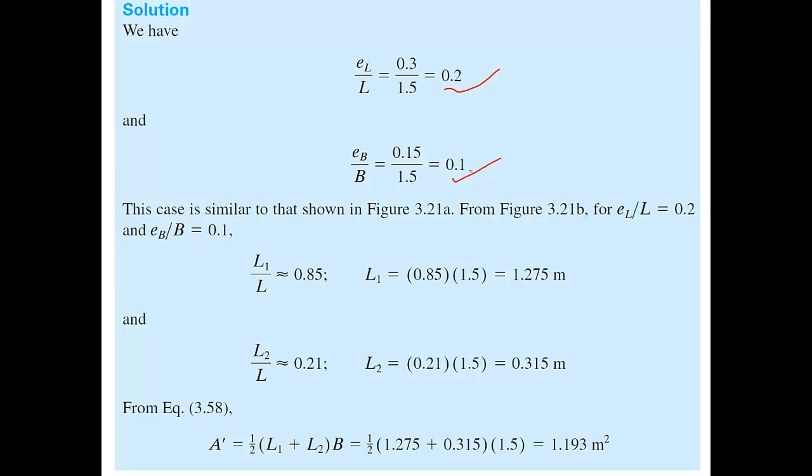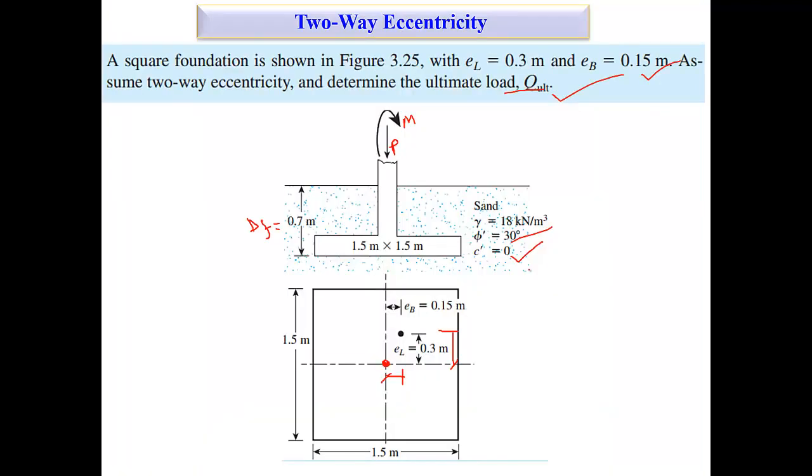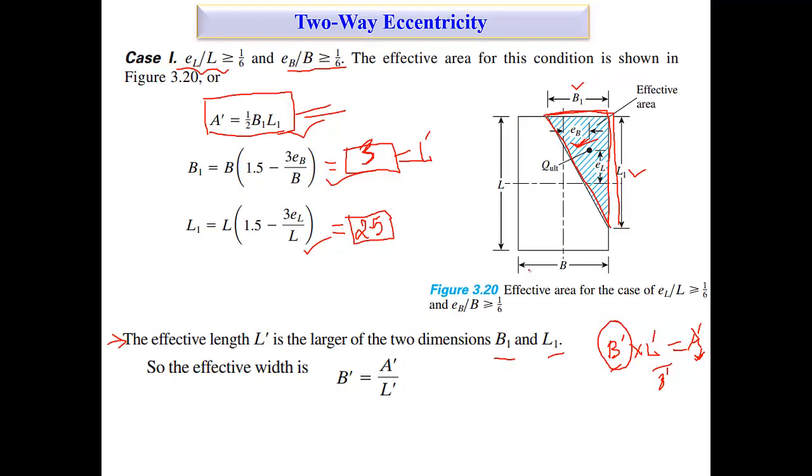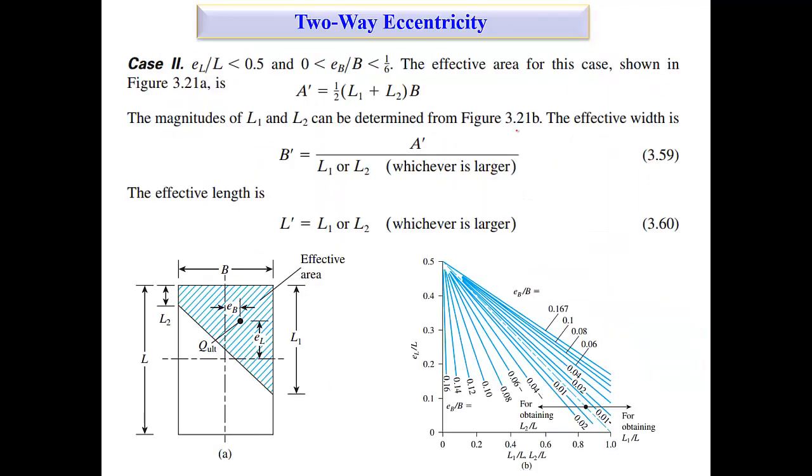So once you find your EL by L ratio, EB by B ratio is satisfying one of the certain conditions, so that time you can decide, okay, this case you are going to use. Okay, so suppose for this one they consider actually the case 2. So because you can see that, 3.2.1, right? Yes, this is a 3.2.1 figure. So here you can see EL by L should be less than 0.5.